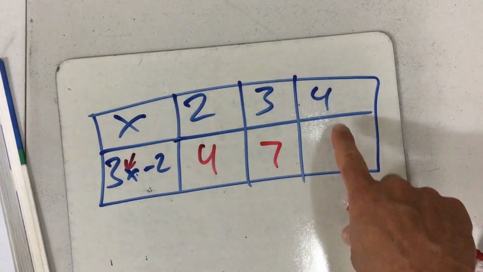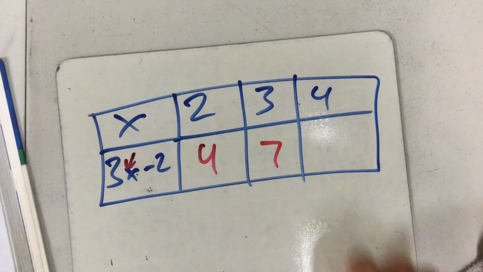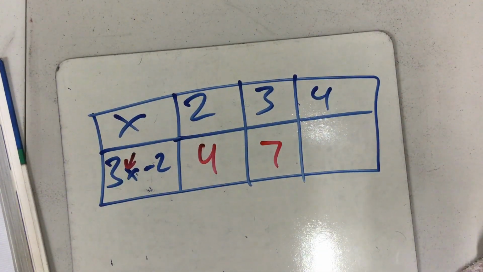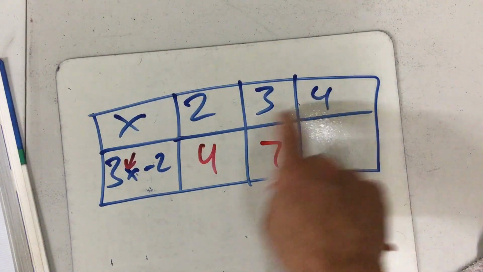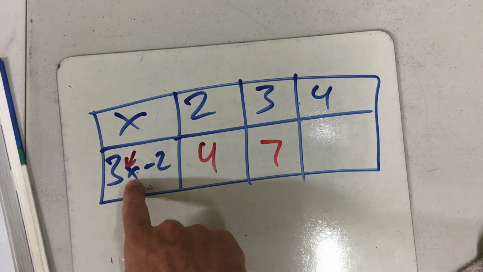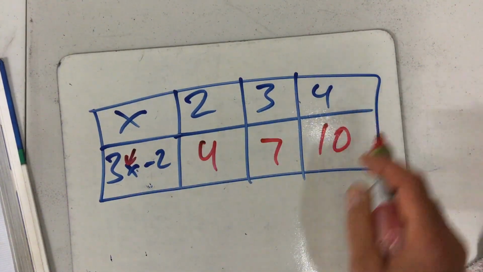Take a minute, or pause the video. What do you think that one's going to be? Plug it into the x. Okay, if you had 4 in here, it'd be 3 times 4 is 12, minus 2. Missing number's 10.